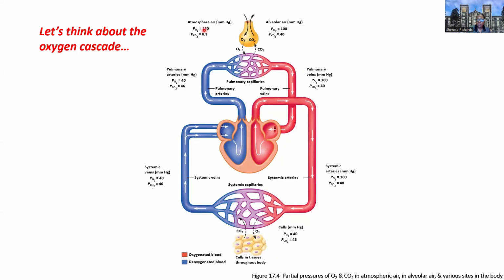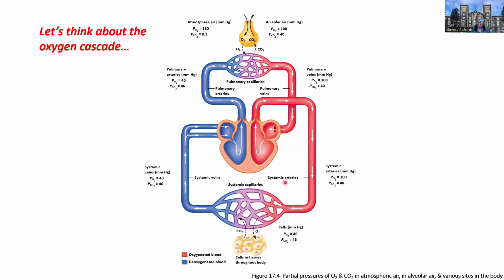So oxygen is going to move down its gradient from a place of high concentration, 160, to lower partial pressure, which is 100. So oxygen will diffuse from the atmospheric air down to the alveolus, okay? And then CO2 will move in the opposite direction. CO2 is higher in the alveolus, lower in the atmospheric air, and so it will move out in the opposite direction based upon its individual partial pressure.